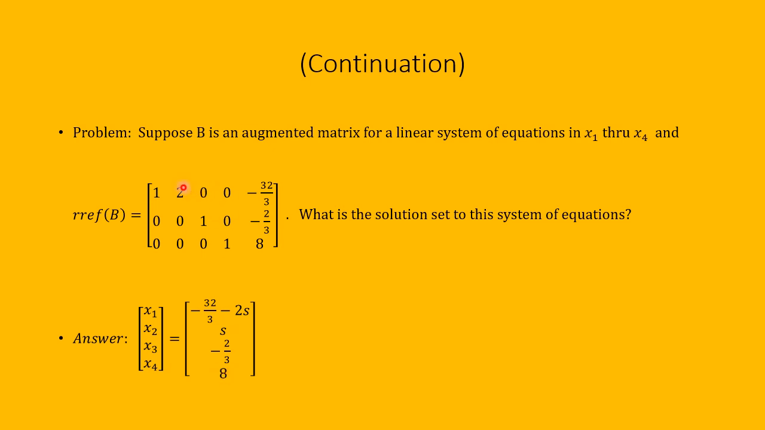The free variable, remember, was x sub 2. And we set x sub 2 equal to the parameter s. And so that completes this 4-element column vector. x sub 1, x sub 2, x sub 3, x sub 4, this vector has to equal this vector. And for any choice of s that you use, this will be a solution to the system of equations that we started with.